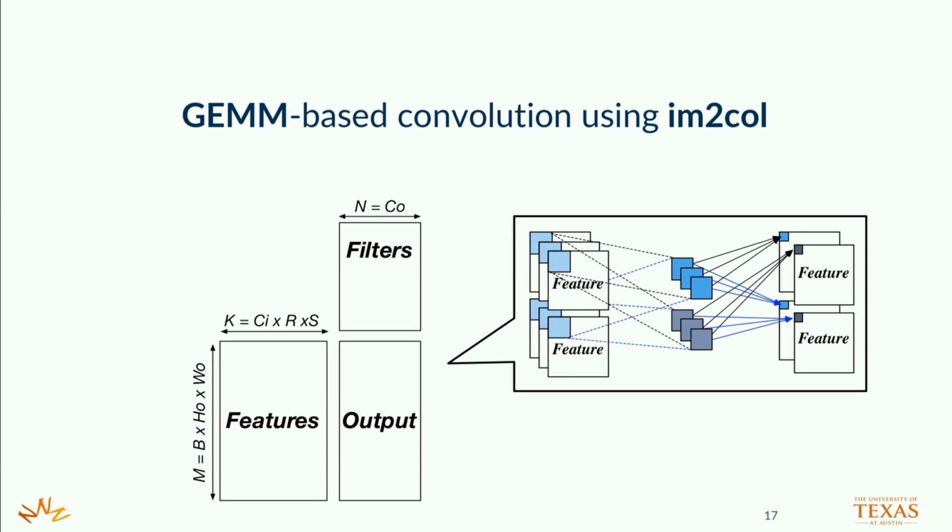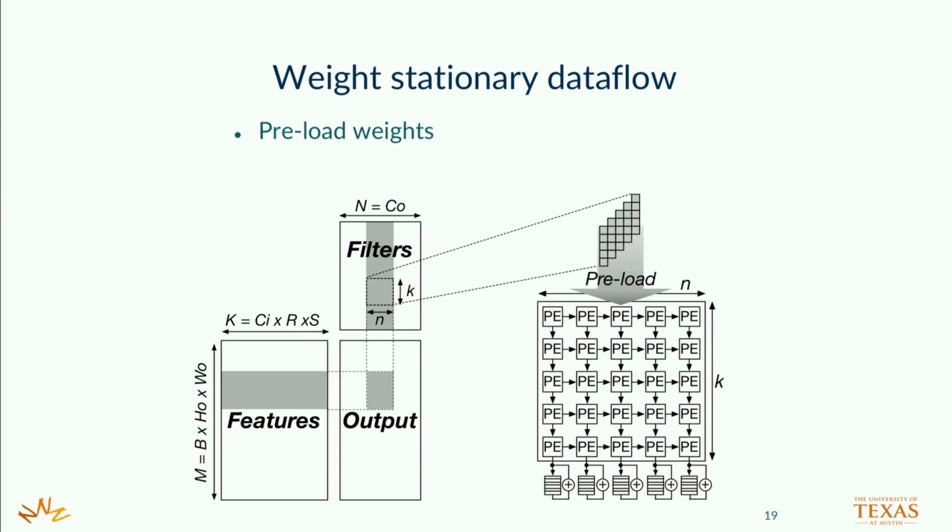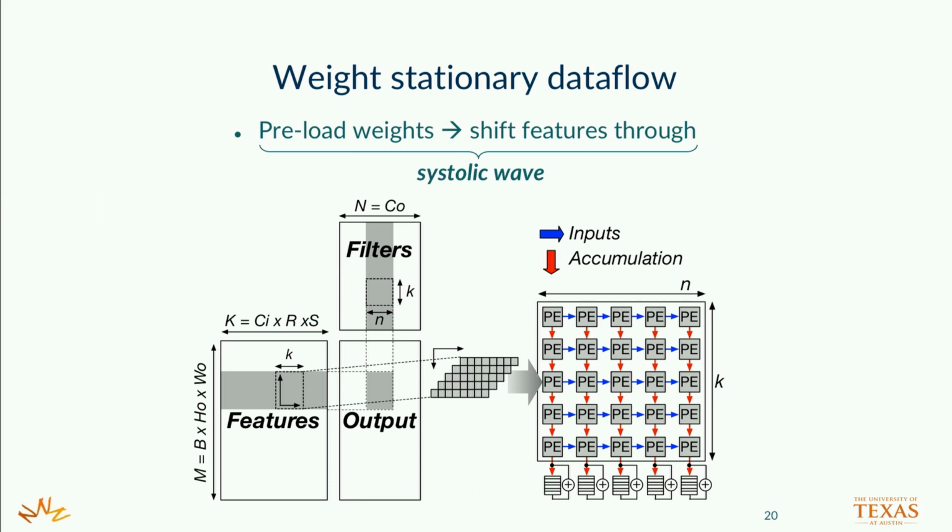Here we have 2 input matrices for the GEMM, which are filters and features, and their dimensions, M, N and K, are determined by the convolution configuration. Then we tile the GEMM to process on the systolic array; here I show a toy systolic array figure. We use a weight stationary dataflow in the case of forward propagation. How it works is, we first preload the weights onto each processing element in the systolic array by shifting them vertically down. When they are fully loaded, we shift the feature data across the systolic array, which I call a systolic wave.